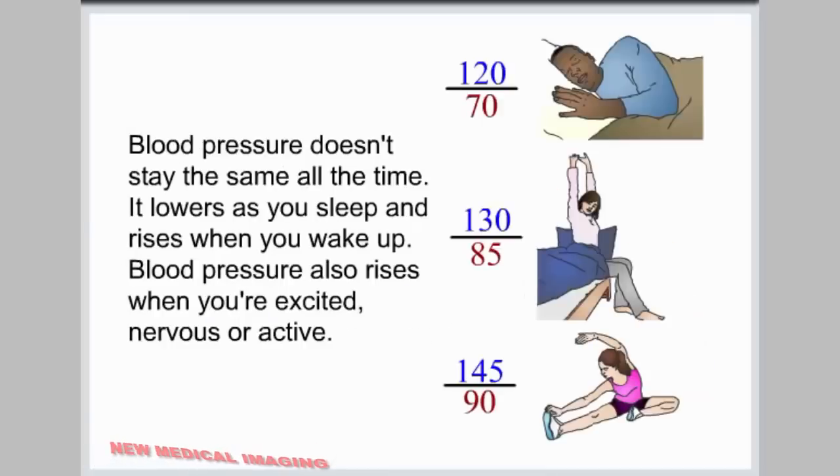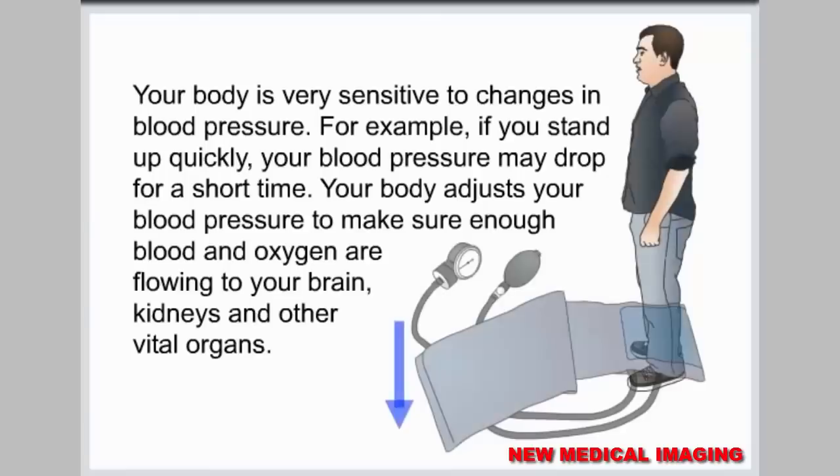Blood pressure doesn't stay the same all the time. It lowers as you sleep and rises when you wake up. Blood pressure also rises when you're excited, nervous, or active. Your body is very sensitive to changes in blood pressure. For example, if you stand up quickly, your blood pressure may drop for a short time. Your body adjusts your blood pressure to make sure enough blood and oxygen are flowing to your brain, kidneys, and other vital organs.